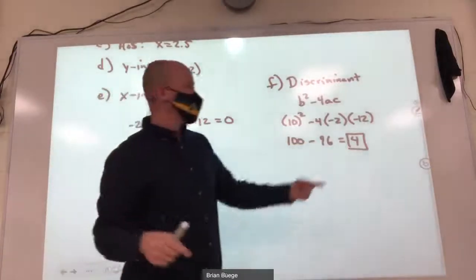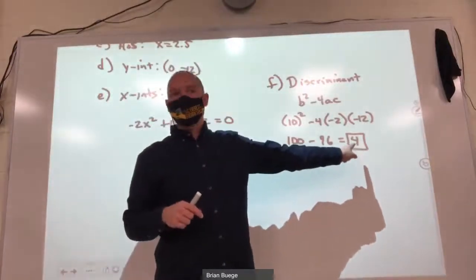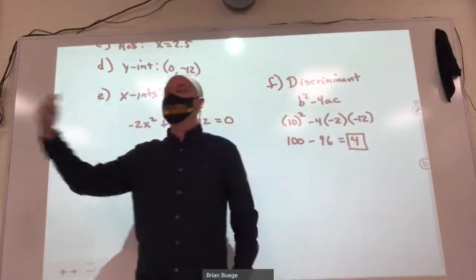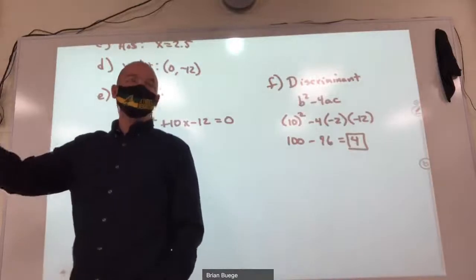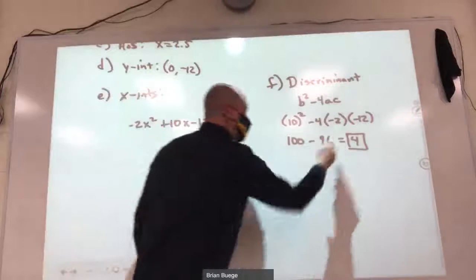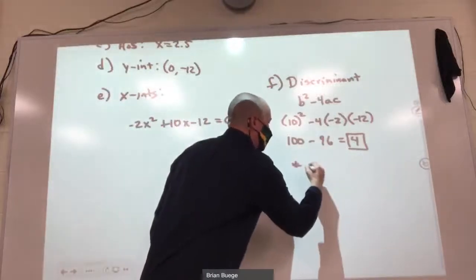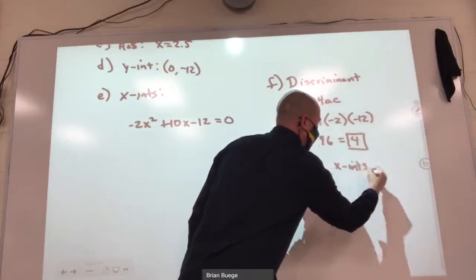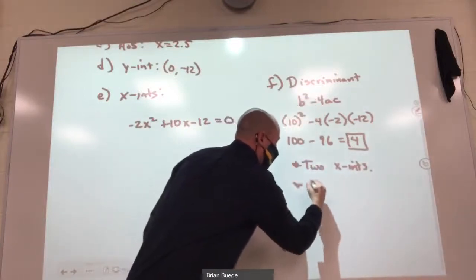And because it's positive, how many x-intercepts will I get? 2. That's what it tells you. It tells you how many x-intercepts and whether it's factorable or not. Okay? So that's the idea. So this number tells me two things. I will have two x-intercepts, and it tells me it is factorable.